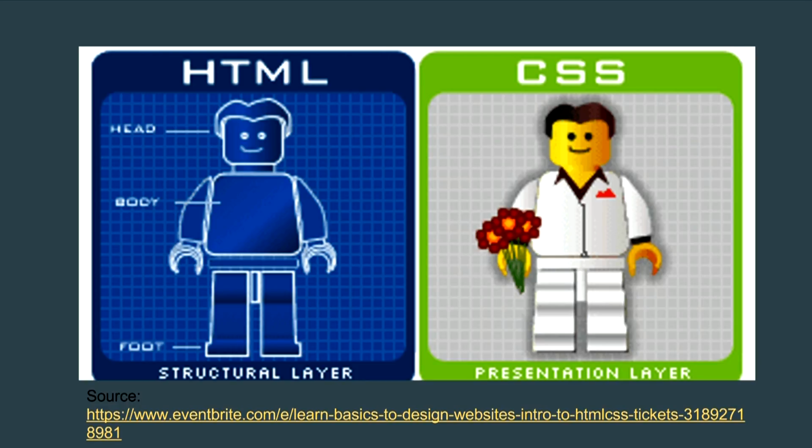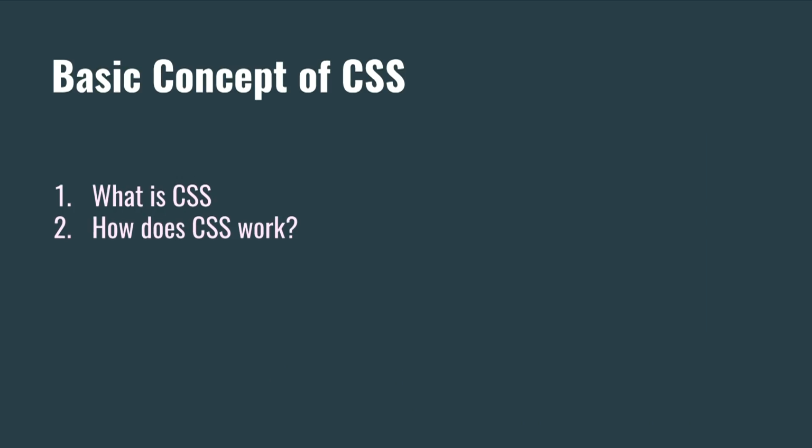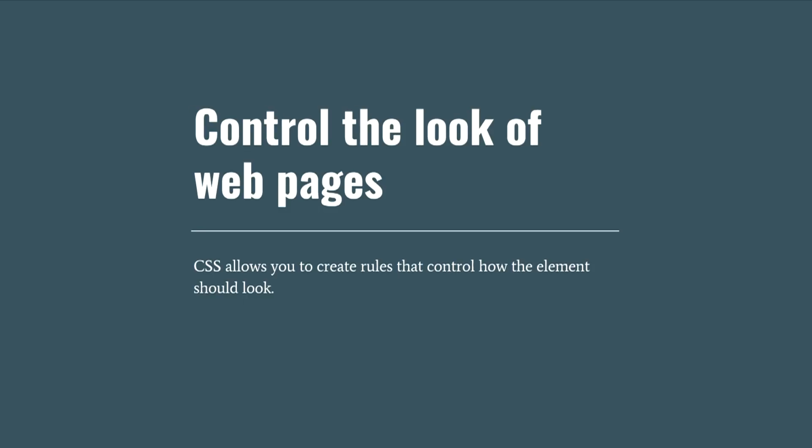In this video, I will be showing you what CSS is and how CSS works. CSS stands for Cascading Style Sheets. It allows you to create rules that control how the element should look. For example, you can use CSS to change the color, position, and the size of a paragraph or a heading.